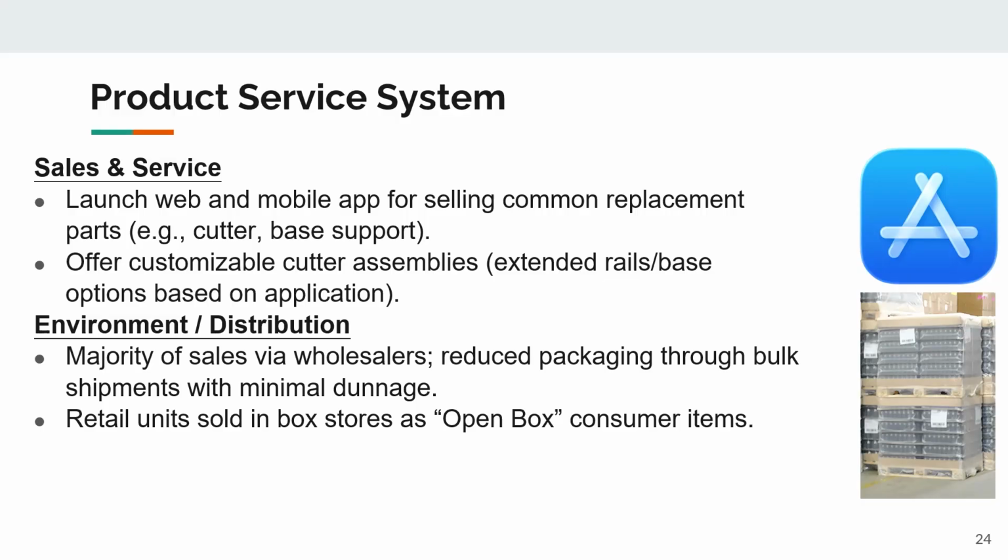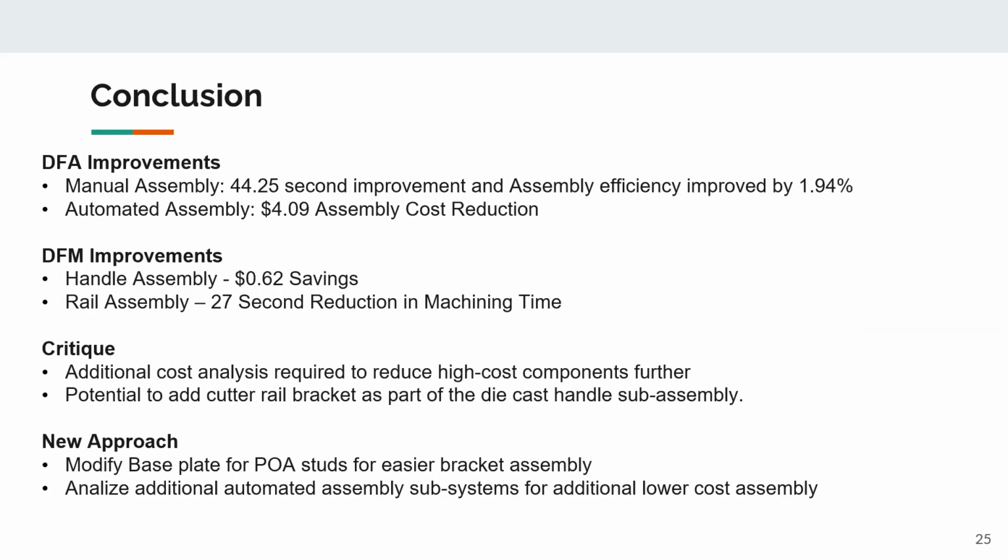For overall conclusions for our DFA improvements for manual assembly, we had a 44-second improvement in the overall cycle time, and our assembly efficiency improved by almost 2%. For our automated assembly proposal, we had a $4.09 assembly cost reduction. And then for our DFM improvements for our handle assembly, we had a 62-cent savings. And then for our rail assembly, we reduced the cycle time by 27 seconds by reducing the machining time.